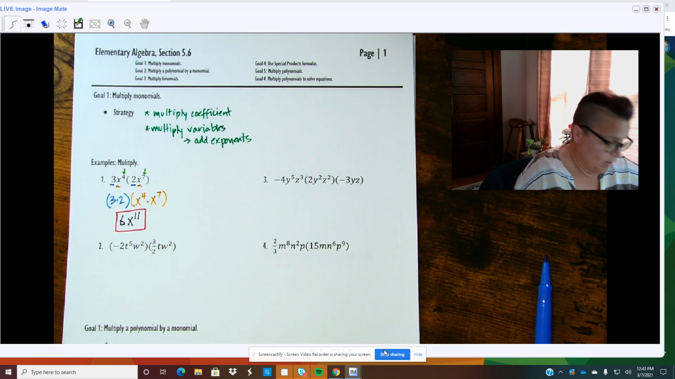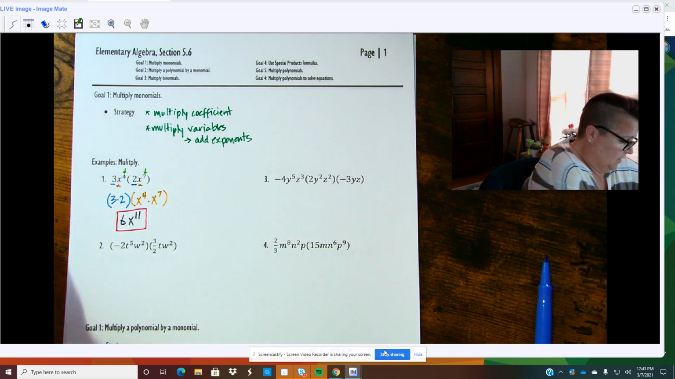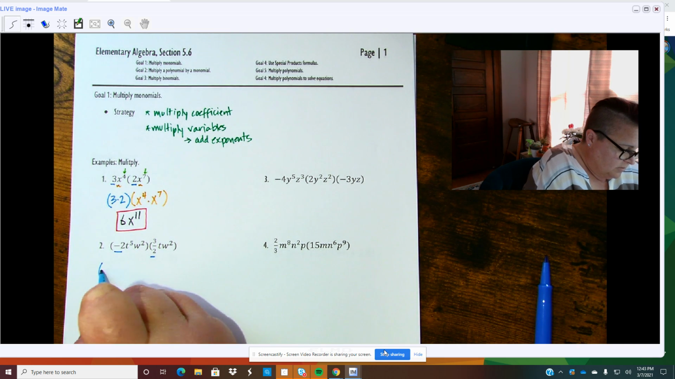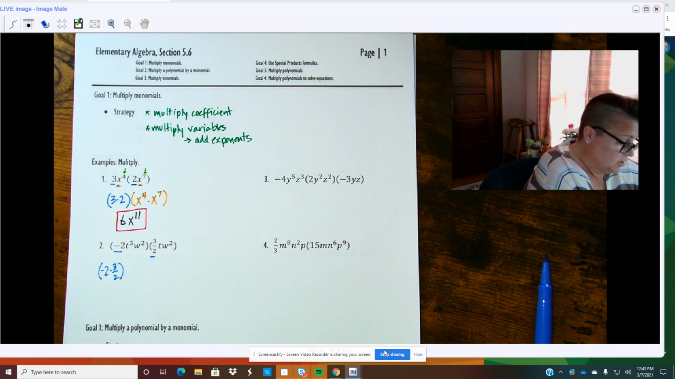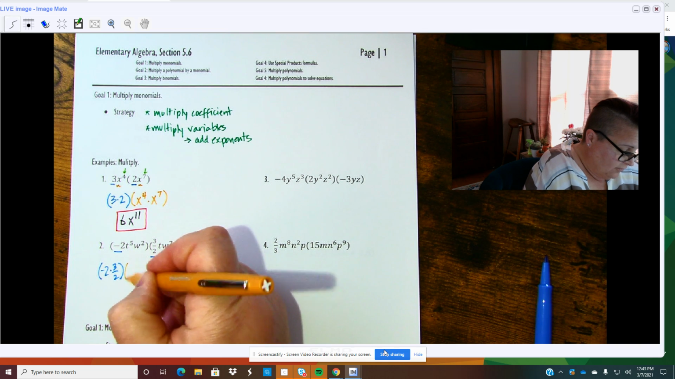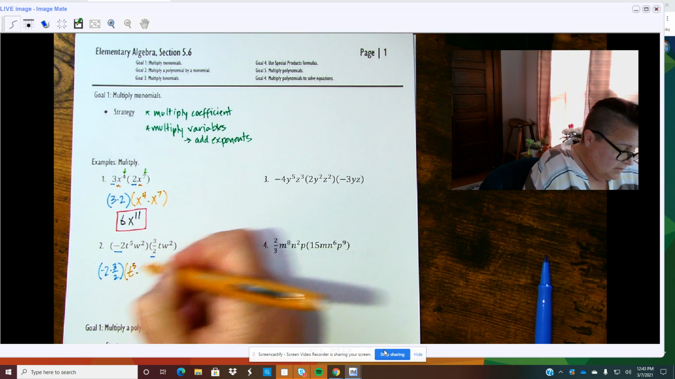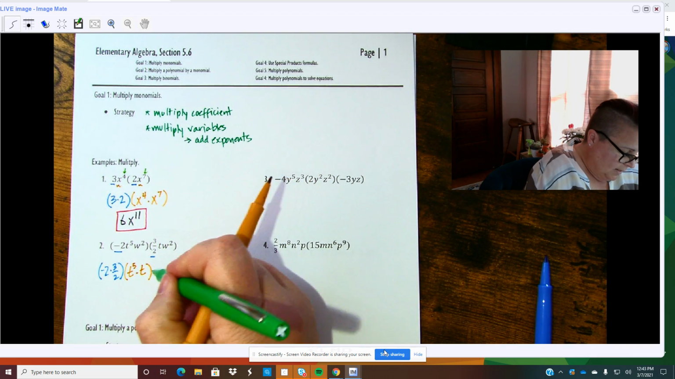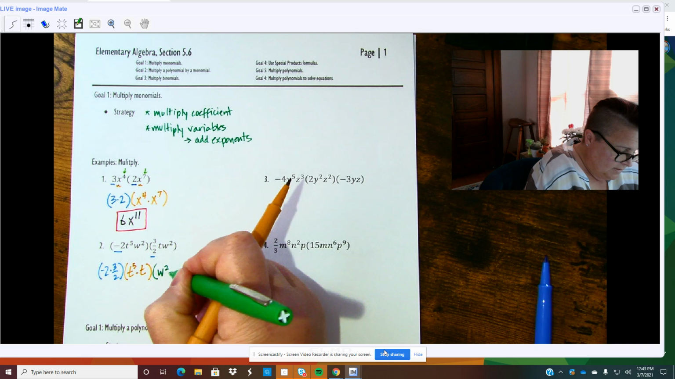All right, so problem number 2 is a little bit extra. We have coefficients of a -2 and a 3/2. So I'm going to do a -2 times 3/2. And yes, I am writing out more than you would possibly need to. And then I have a t to the 5th times a t. And I also have a w squared times a number.